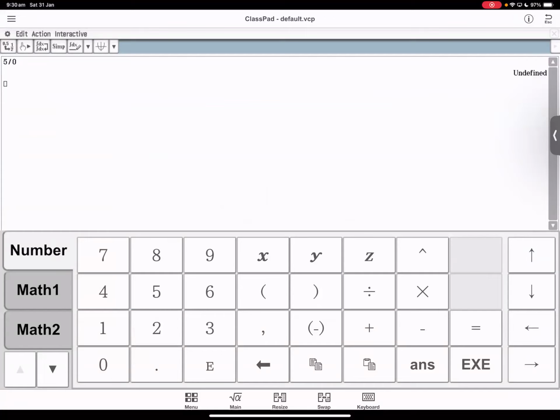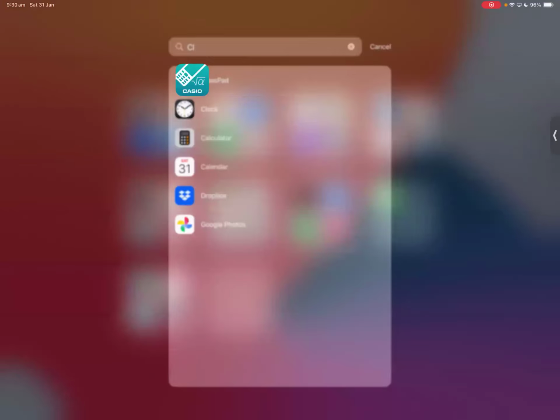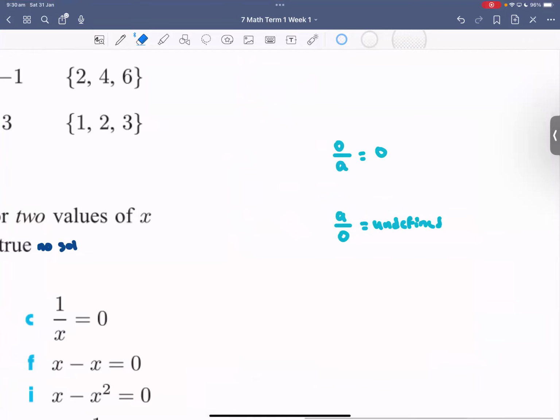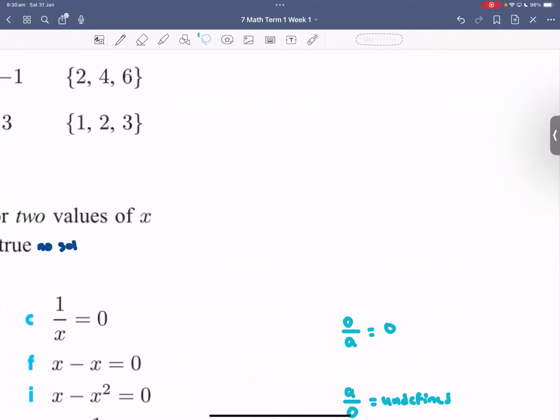Undefined. And on your scientific calculator, 5 divided by 0 will be infinity. It will say error. It wouldn't even say infinity. If anyone tries to do it on the calculator, they'll get math error or error 1 or something like that. So now, has everyone written that on their notes? That dividing by 0 is undefined. You are not allowed to divide by 0. It is illegal. All right.